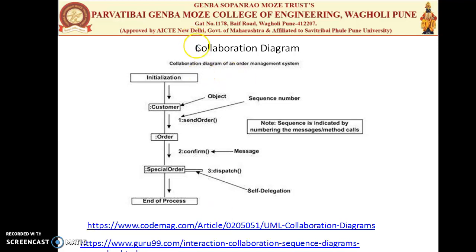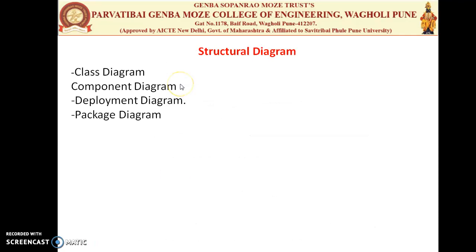Actually, this type of diagram is not asked in examination, but still it is included in your syllabus, so you have to study it. Then we move to the structural diagrams. The structural diagrams are the class diagram, component diagram, deployment diagram and package diagram. Structural is the static view of the system which is given by the class, component, deployment and package.